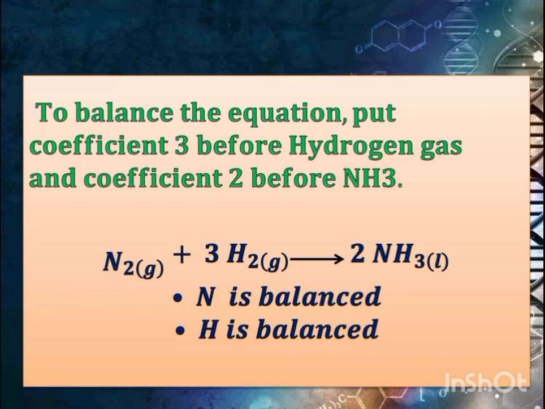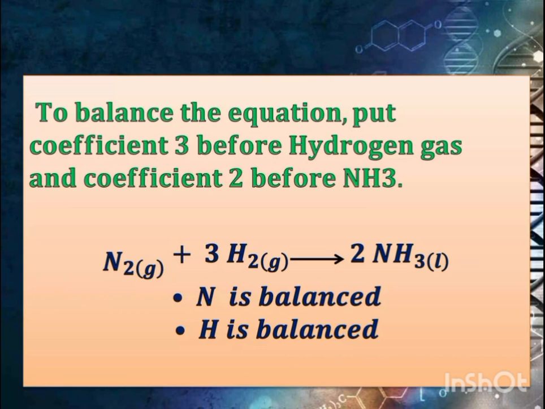Now to balance this, the very first thing is to balance the hydrogen atoms on both sides by multiplying the suitable coefficients. For example, if I multiply 3 over here in the reactants, this 3 gets multiplied by 2 and results in 6 atoms of hydrogen. Now what should I write here to make this NH3 equal to 2? I have to write 2 here. Now the whole equation is balanced.